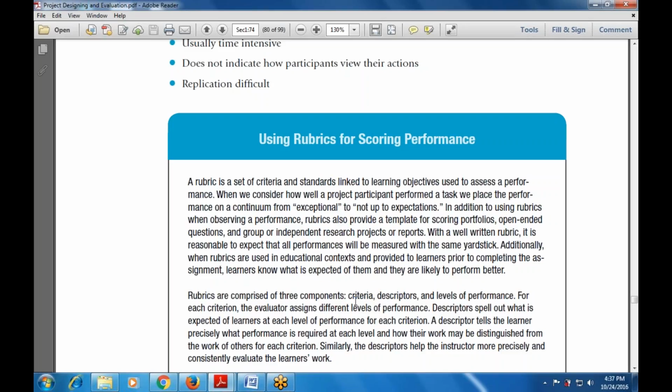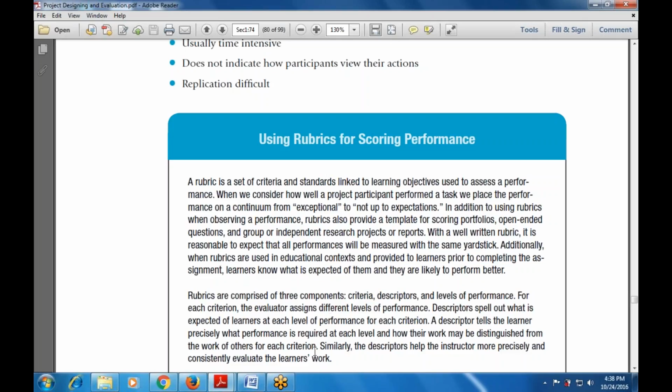The descriptors spell out what is expected of learners at each level of performance for each criterion. That is, what the criterion is, how it is gathered, and how we assign the level. That is a descriptor. It tells what performance is required at each level and how the work will be differentiated from the work of others for each criterion. That means, what is the uniqueness for this criterion? Similarly, the descriptors help the instructor more precisely and consistently evaluate the learner's work.